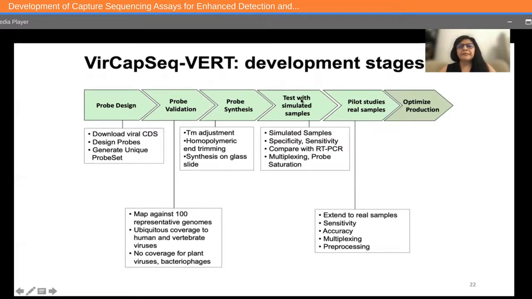So after the probes were synthesized, the probes were tested with simulated samples to look for specificity, sensitivity, and to compare the results with RT-PCR, and also to see the performance in multiplexing and to see if probes get saturated or not. And after that, the results were extended to real samples to see how well it performs when applied in a realistic scenario.